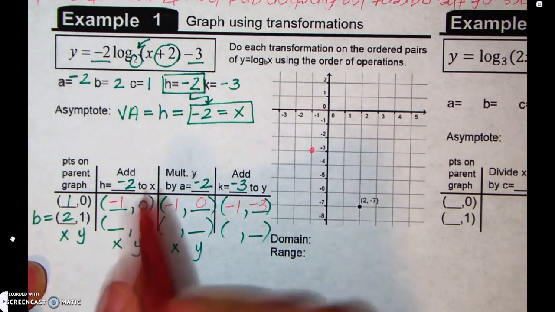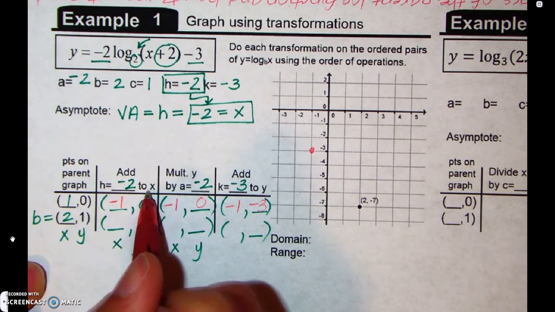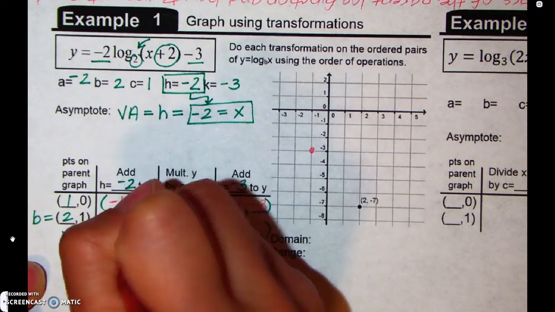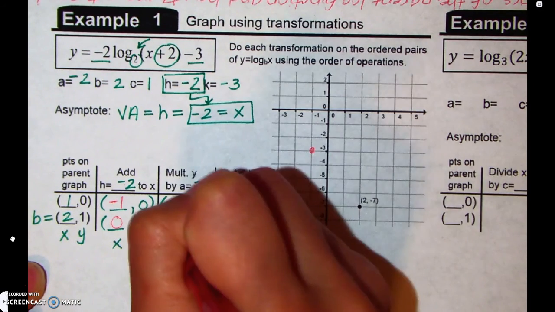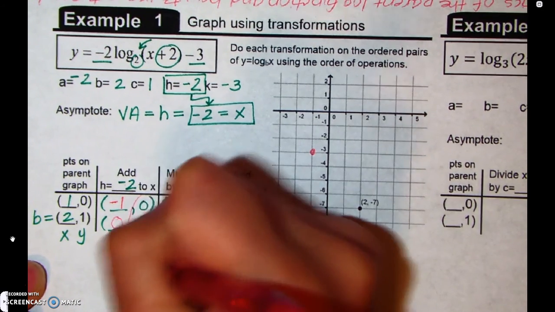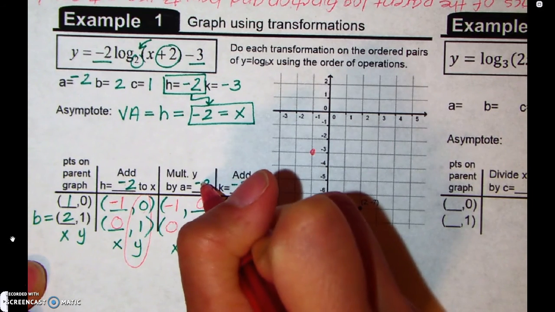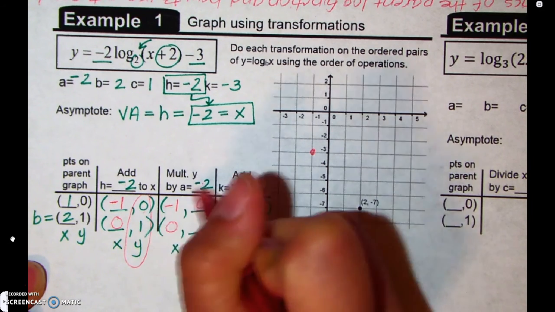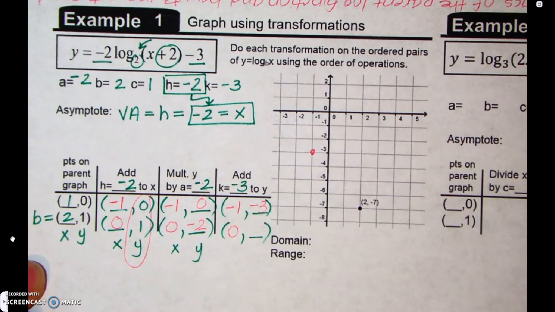And you look at the next line. Add -2 to x. Well, 2 minus 2 is 0. So in the next line, it's going to be 0, and the next line, it's going to be 0. So the changes are only happening to your y. So I'm going to multiply y by -2. 1 times -2 is -2.